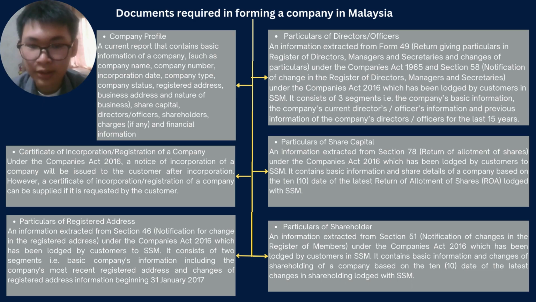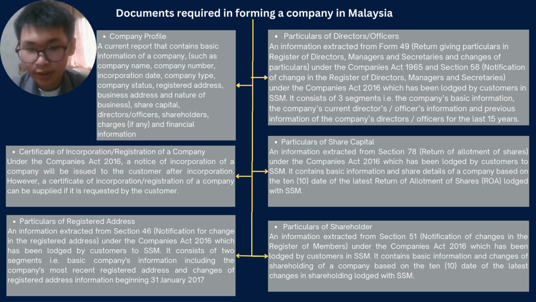The fifth one is the particulars of share capital, information extracted from Section 78, Return of Allotment of Shares, under the Companies Act 2016, which has been lodged by the customers to SSM. It contains basic information and share details of a company based on the date of the latest Return of Allotment of Shares (ROA) lodged with SSM.